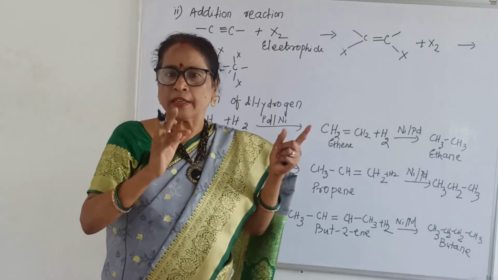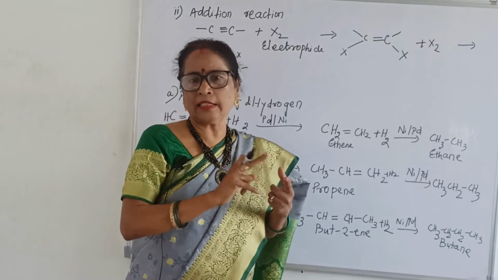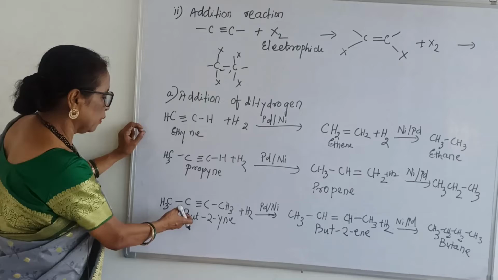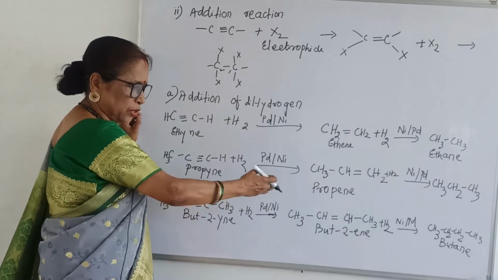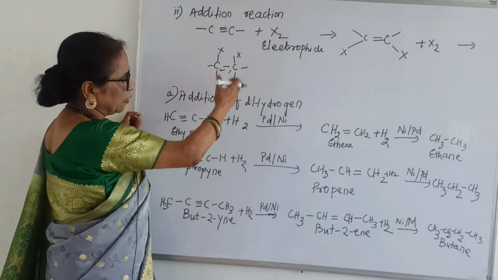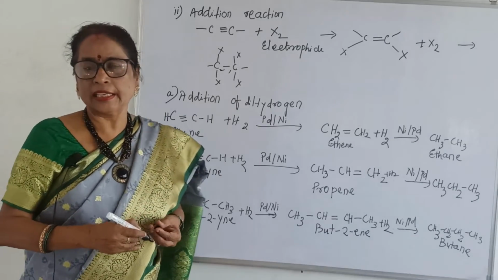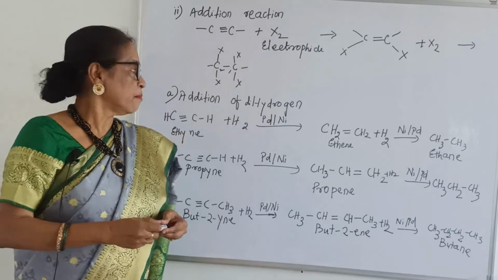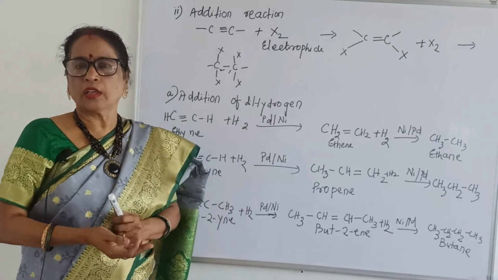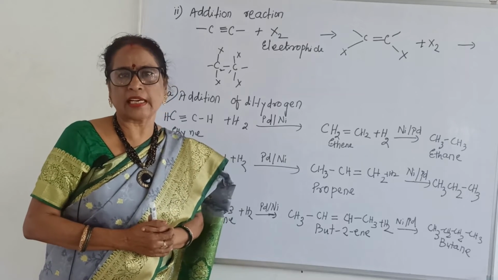Again you can observe the triple bond changes to a double bond and then to a single bond. Triple bond means alkyne changes to alkene, alkene changes to alkane. You can observe here: yne changes to ene, ene changes to ane. Everywhere you can see that alkyne changes to alkene, and alkene changes to alkane by the addition of dihydrogen. Next we will see other addition reactions, like addition of halogen and halogen acid, etc.